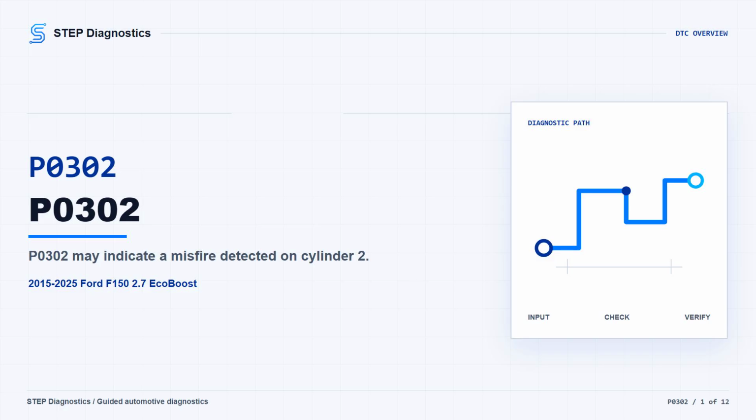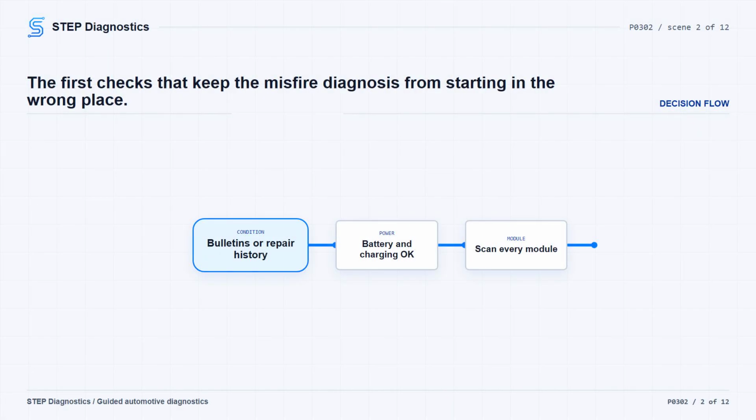Make sure the concern is actually present during testing before any module or component replacement is considered. Start with the basic system checks and follow a structured diagnostic approach. Before chasing the misfire, look for anything obvious that matches the customer's symptom. Check for related OASIS or TSB information, and look for previous repairs that may not have been completed correctly.